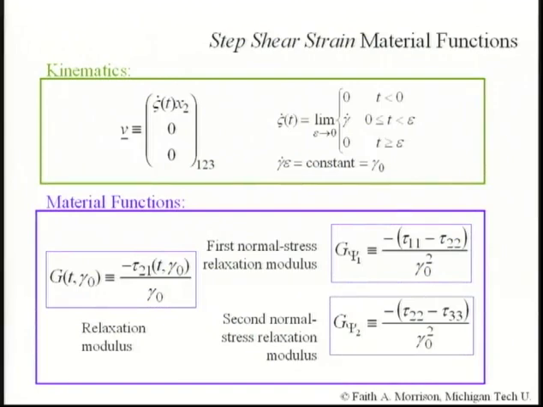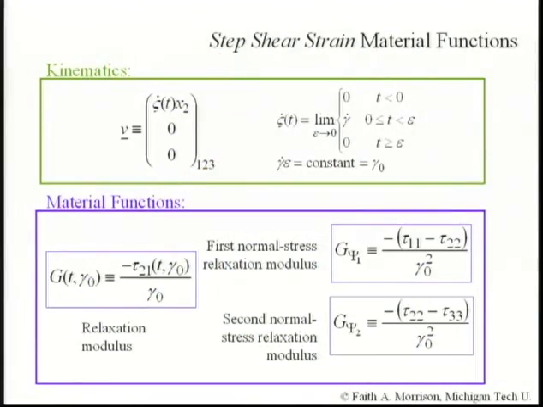So now let's take it one step further and let's calculate the step strain. Now this is a little bit more involved, but the technique is the same. So let's review the technique. All right. We have the kinematics right here whenever we do a prediction of a material function. So we have the velocity vector, so we have gamma dot.